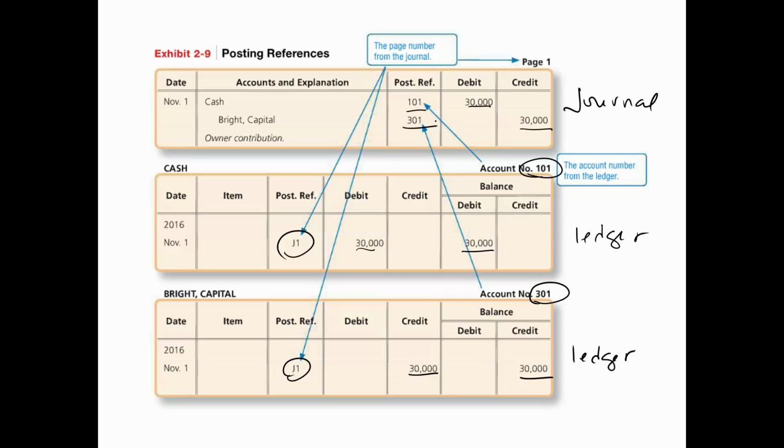And so this is my cross-referencing system. When I'm looking at the ledger, I can tell where it came from. When I'm looking at the journal, I can tell where I posted it to. And then I'm done. That's the whole thing.